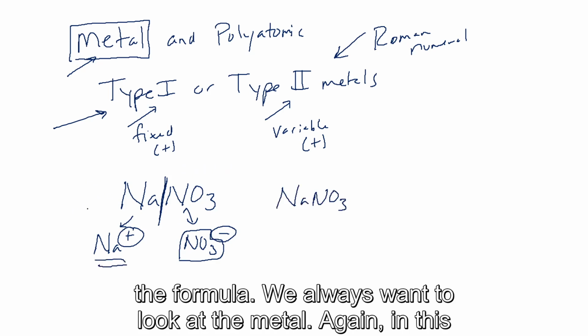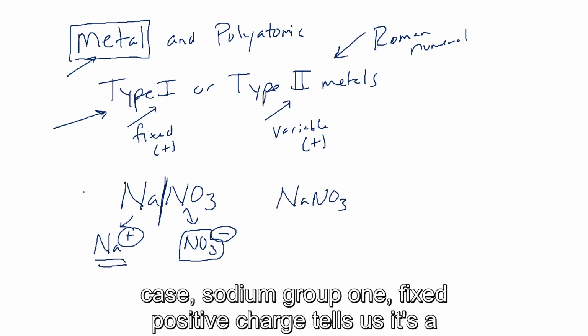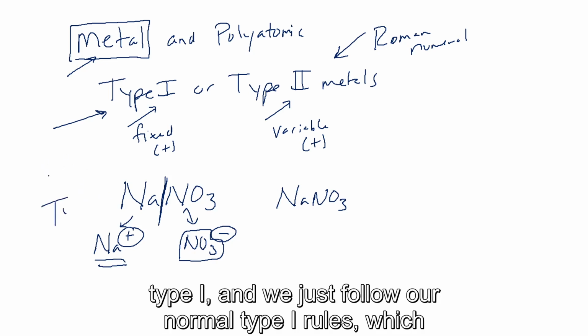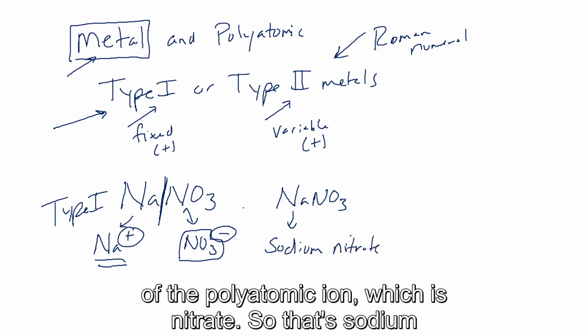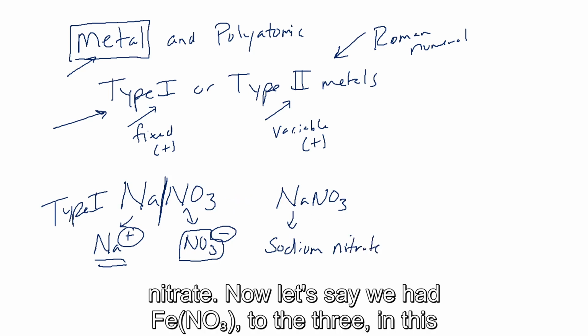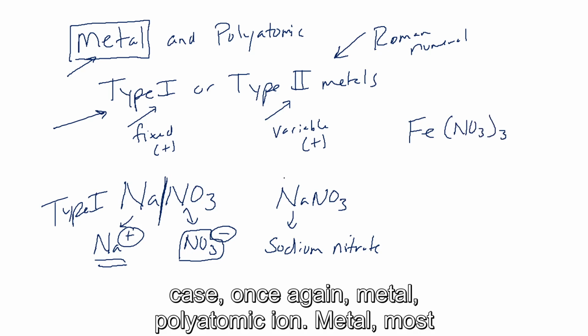We always want to look at the metal. Again, in this case, sodium, group 1, fixed positive charge, tells us it's a type 1. And we just follow our normal type 1 rules, which means whole name of the metal, so that's sodium, and whole name of the polyatomic ion, which is nitrate, so that's sodium nitrate. Now let's say we had Fe NO3 to the 3 in this case.